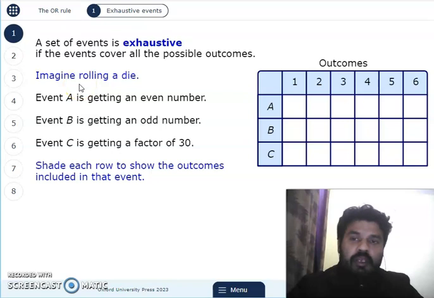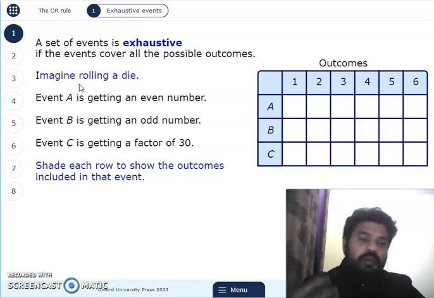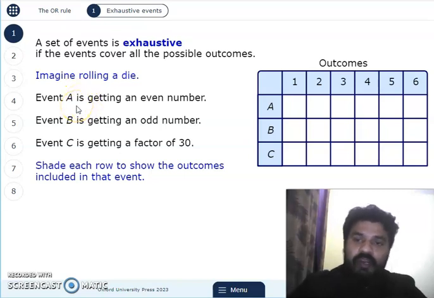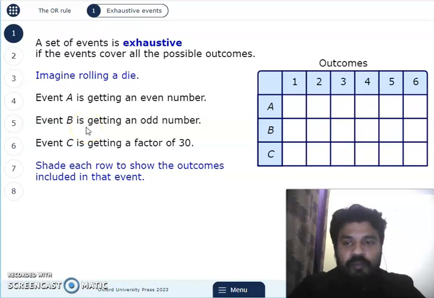Imagine rolling a die. When we roll a die, there are 6 possible outcomes. It could be 1, 2, 3, 4, 5 or 6. So I take 3 events: event A, event B and event C. Event A is getting an even number, event B is getting an odd number, and event C is getting a factor of 30.